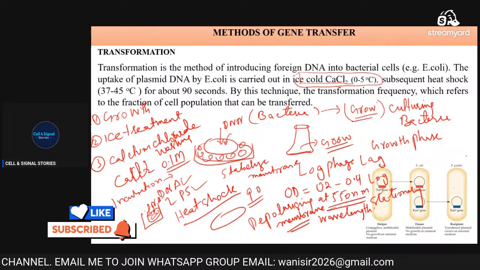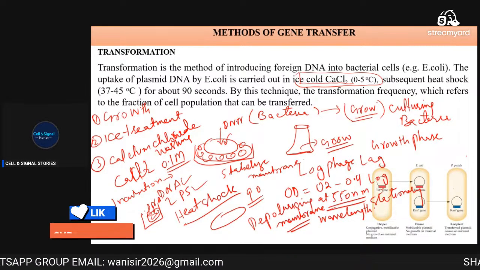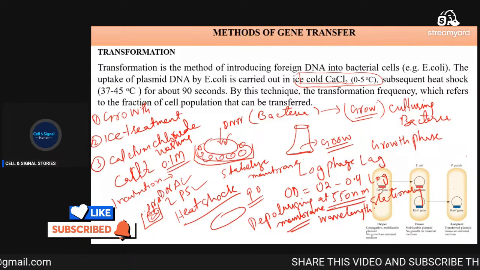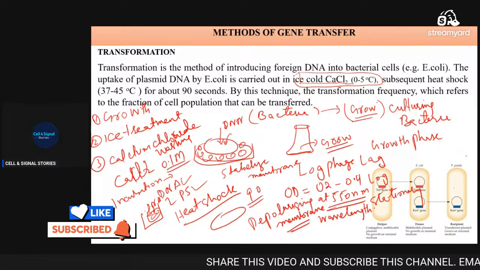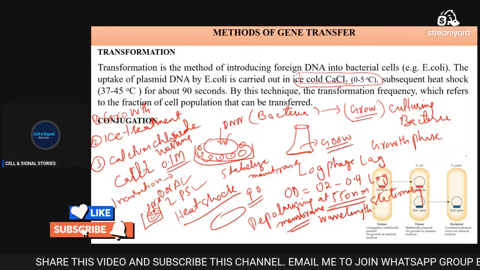It will cause a depolarization of the membrane, and this is the process of transformation. Now you might have understood what transformation is and what the methods of performing transformation are very easily. And now we will move to another topic, that is conjugation.